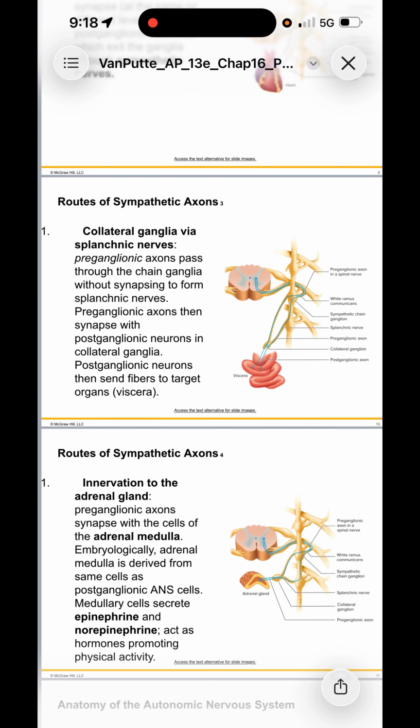Routes of sympathetic axons. 1. Collateral ganglia via splanchnic nerves. Preganglionic axons pass through the chain ganglia without synapsing to form splanchnic nerves. Preganglionic axons then synapse with postganglionic neurons in collateral ganglia. Postganglionic neurons then send fibers to target organs, viscera.